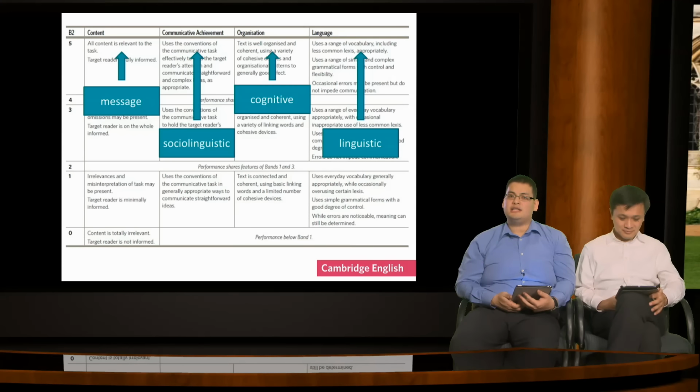It would be a good idea to discuss these criteria with your students so they know exactly what they need to pay attention to and learn to self-assess. It can also indicate where a student's performance is particularly strong or a little bit weaker.